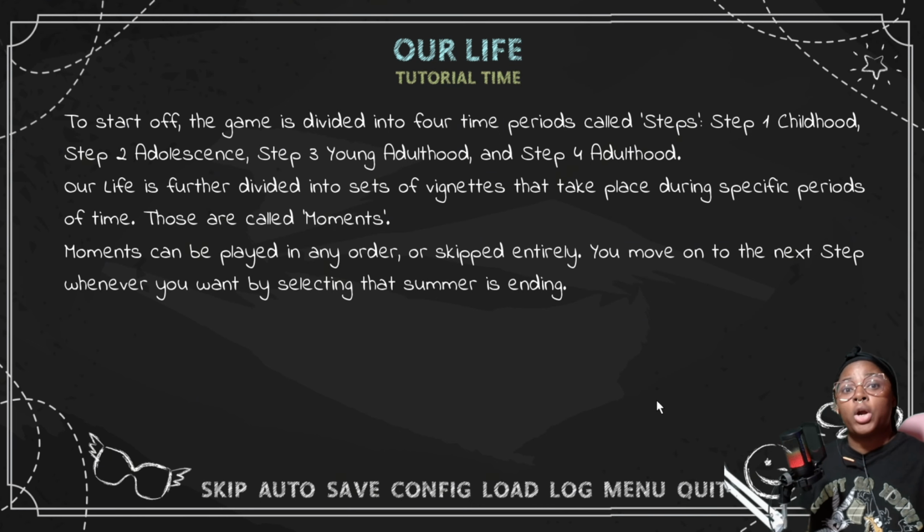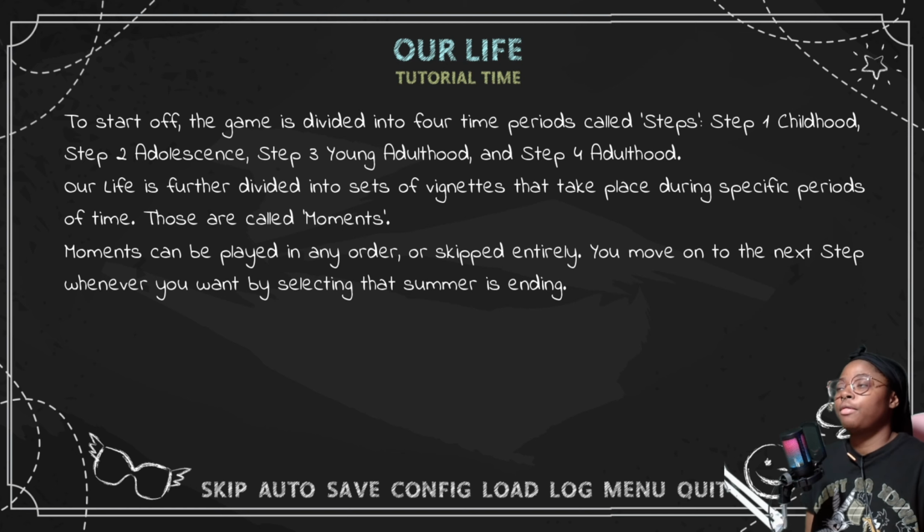We just finished up Paradise Marsh, so I wanted to go ahead and get back to the Our Life series for you guys. So we're going to start today Our Life: Beginning and Always. To start off, the game is divided into 4 periods called steps. Step 1, childhood. Step 2, adolescence. Step 3, young adulthood. And step 4, adulthood.